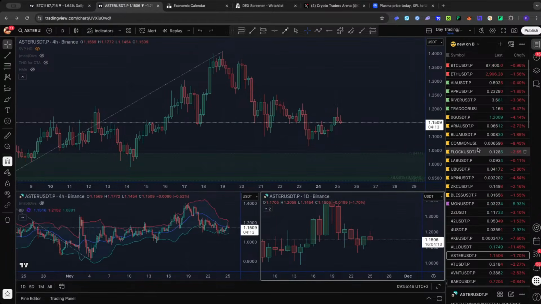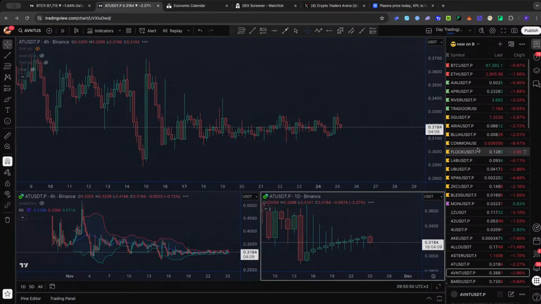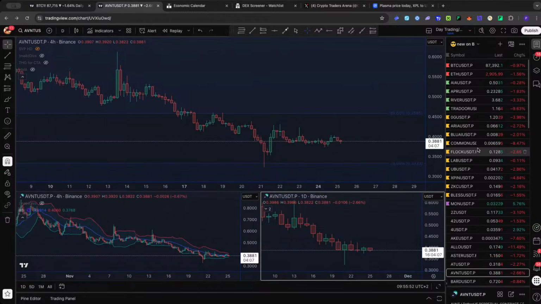Consolidating. 4-hour W's, but not the best location. Consolidating will take some time. Avant. Consolidating, no.